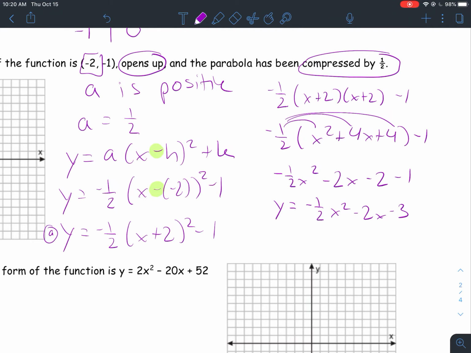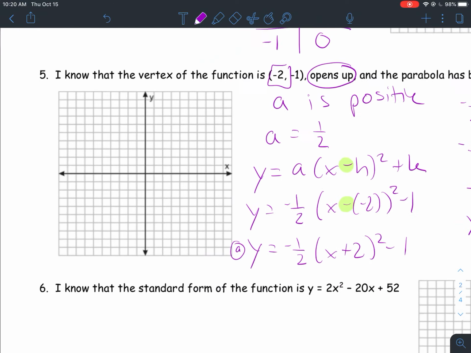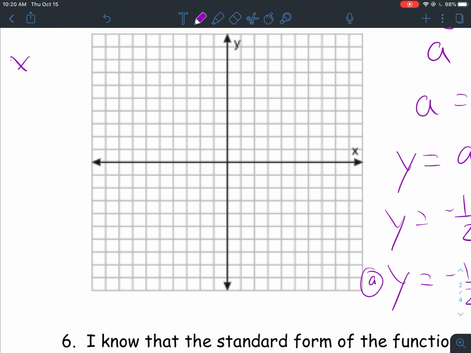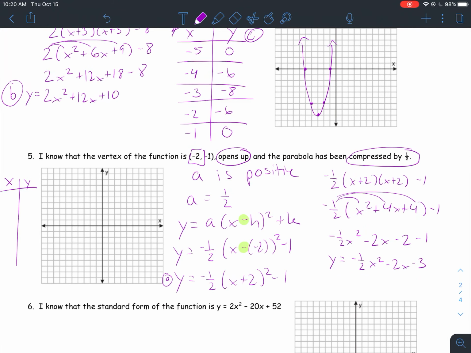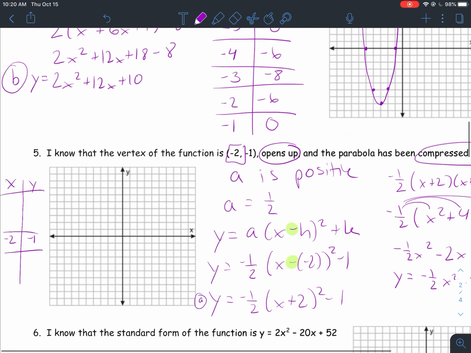All right. So now we're going to go ahead and get our graph. I'm kind of running out of space, so I'm going to put it here. We'll do this: x, y. So what's our vertex here? It's (−2, −1). All right, so we're going to do −2, −1.